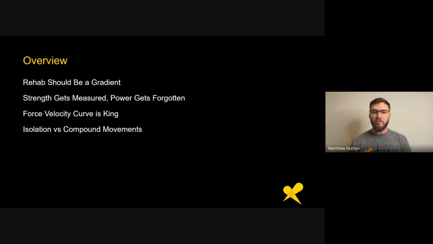Strength tends to get measured in rehab, but power tends to get forgotten. I think that a lot of clinicians will look at things like max force production without looking at the context of how fast that force is being produced. Force velocity curve is king. This is definitely true if you're looking at things like power, if you're measuring how fast things are moving, whether that's bar speed or how fast the body is moving.